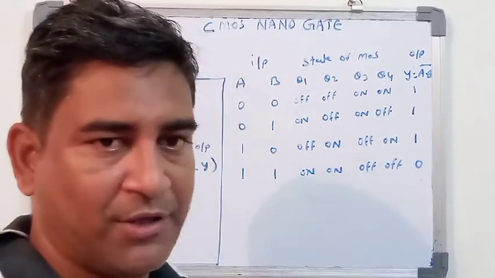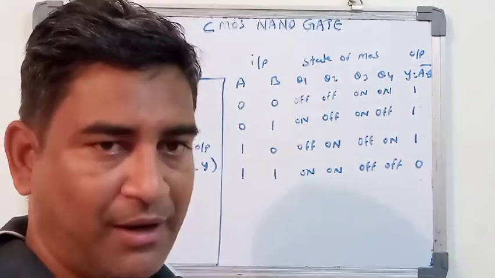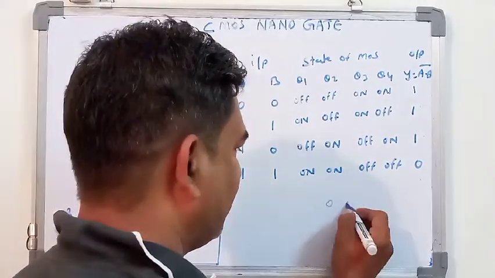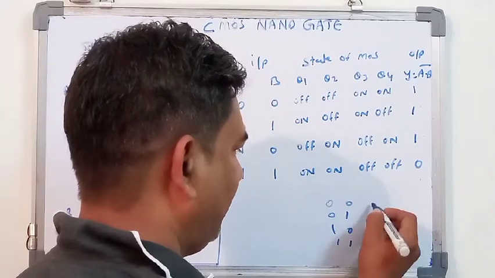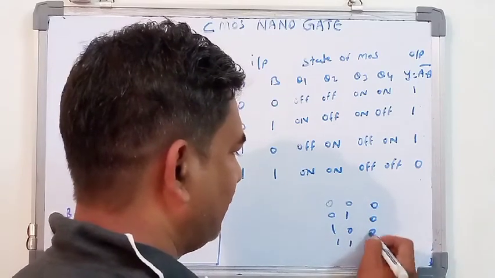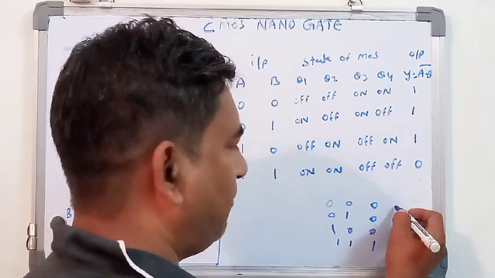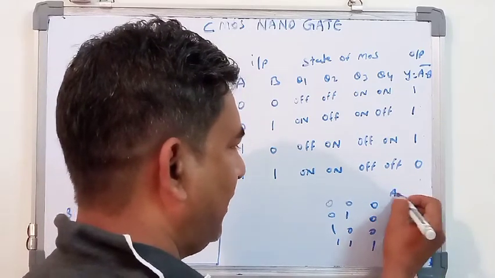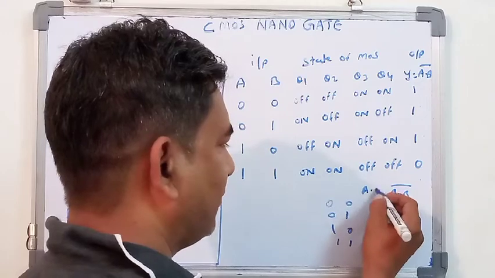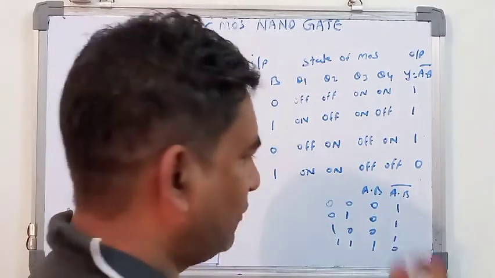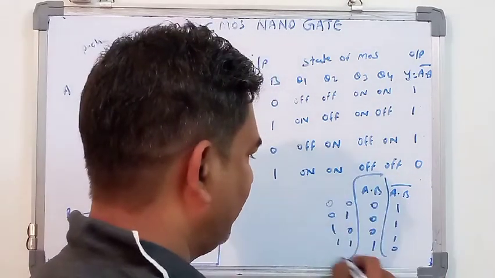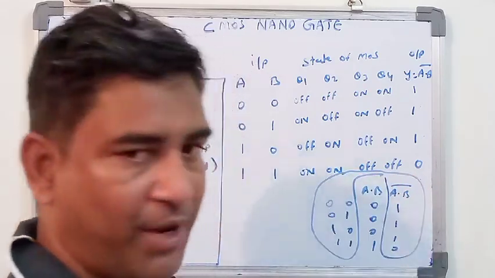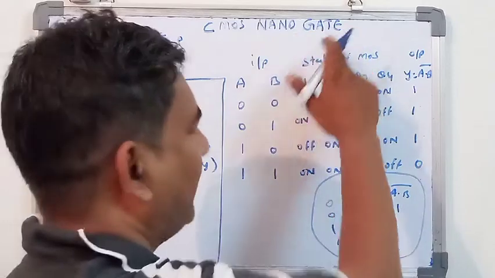It is nothing but the complement of the AND gate. In the AND gate we are getting the values 0, 0, 0, 1. As soon as you complement the values, you are getting 1, 1, 1, 0. Means here A dot B whole bar, whereas there it was A dot B. So this value we have proved. Okay, so it is the value which will be proved by this particular CMOS NAND gate.